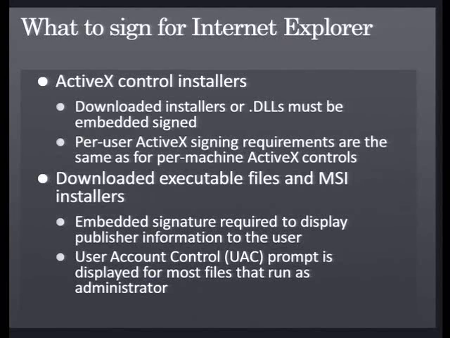Internet Explorer also verifies the signature on files that are downloaded from the internet, namely executable files and MSI installers. In this case, they take the authenticated application and publisher information from the signature and display it to the user before they either run or install the file. If the file requires administrator privileges in order to execute, often it will display a User Account Control prompt.